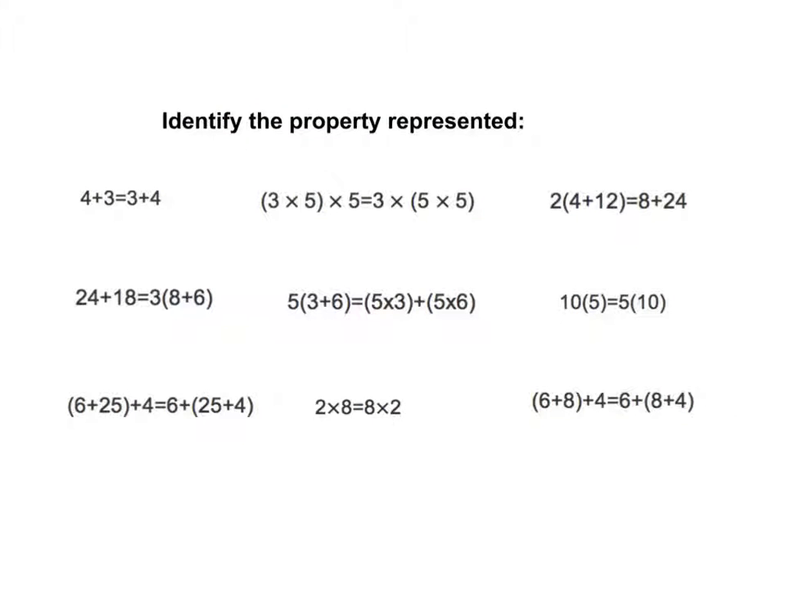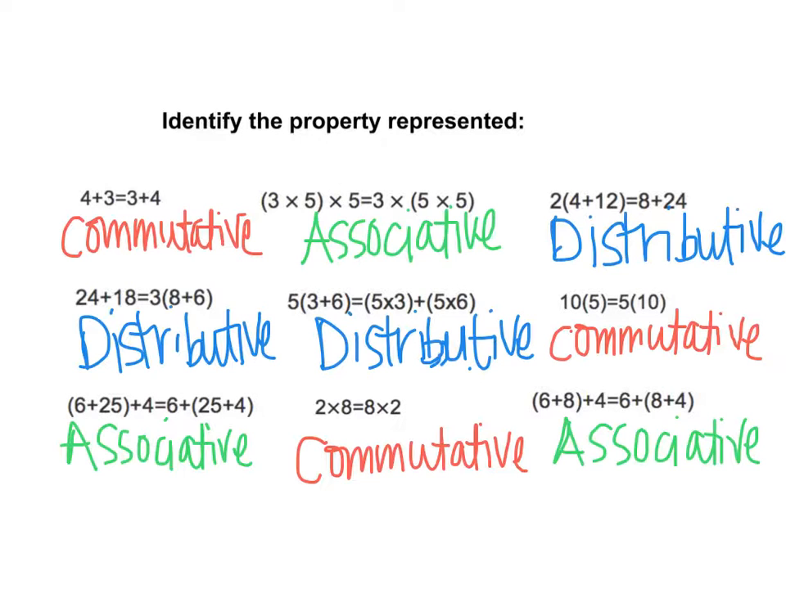All right, there are 9 examples of the different properties: commutative, associative, and distributive. See if you can identify which property is represented with those 9 examples. Start the video up when you're ready to check your answers. All right, let's check our answers. All right, here are the answers.